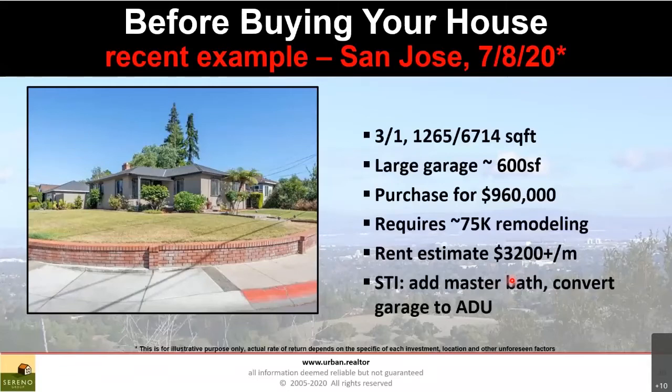And this is, as I mentioned before, the ADU and the strategic improvement: add a master bathroom, convert the garage to an ADU. So that is an example of some of the investments that we've done. Just closed it, as I mentioned last week.